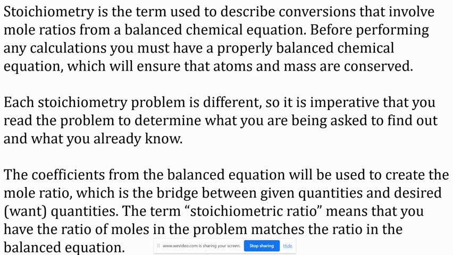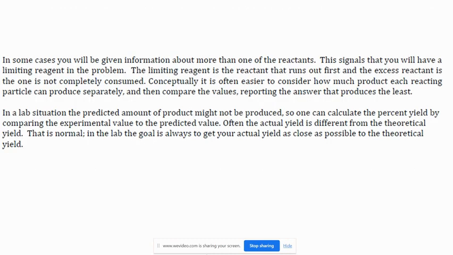It can also be done with gases, and you can do liter to liter or volume to volume ratios as well. Your coefficients are used for those ratios. Right? So sometimes they give you your reactants, and you've got to figure out products. Sometimes they give you products and they want to know how much reactants you got to start with.